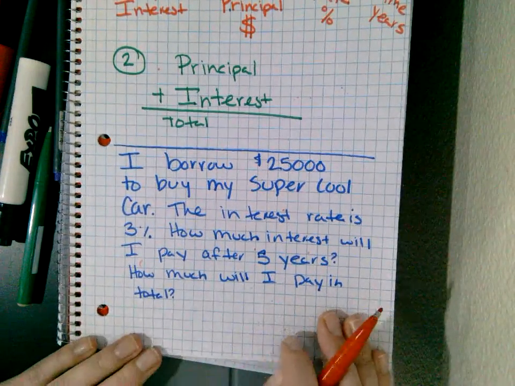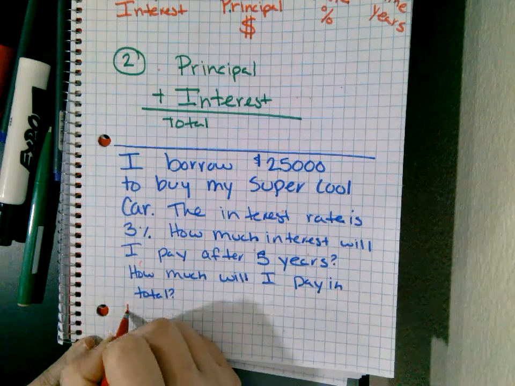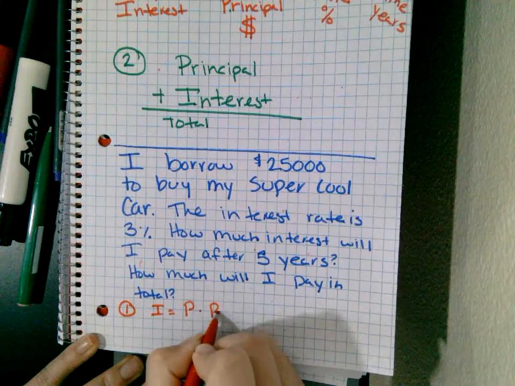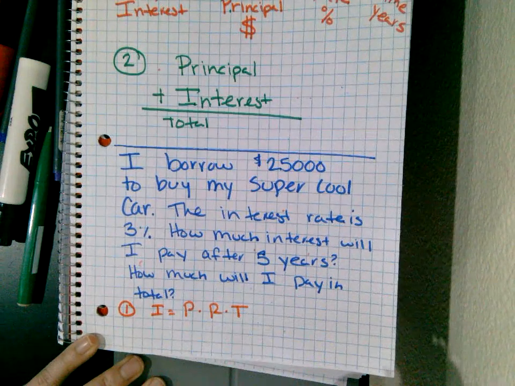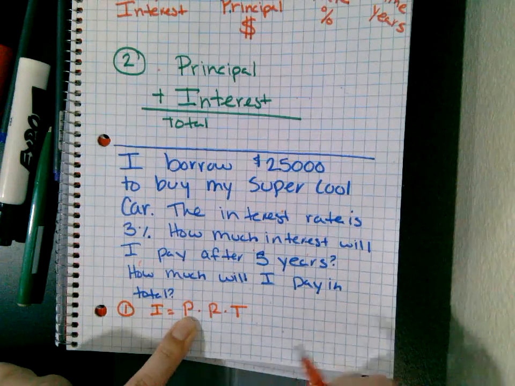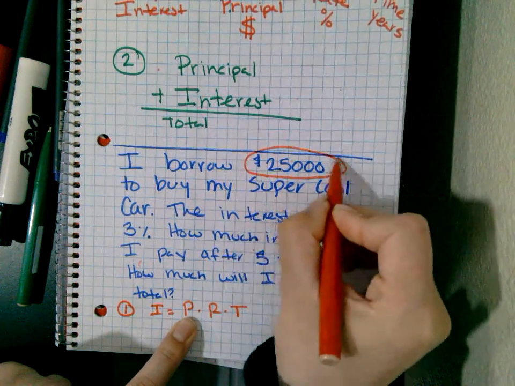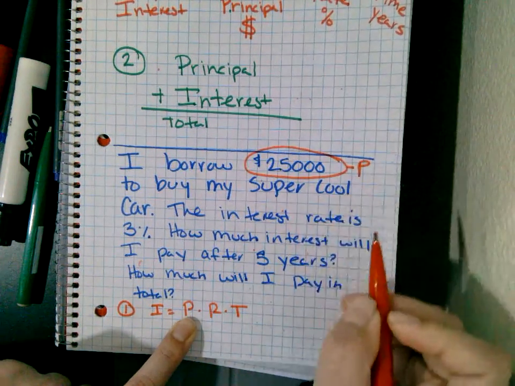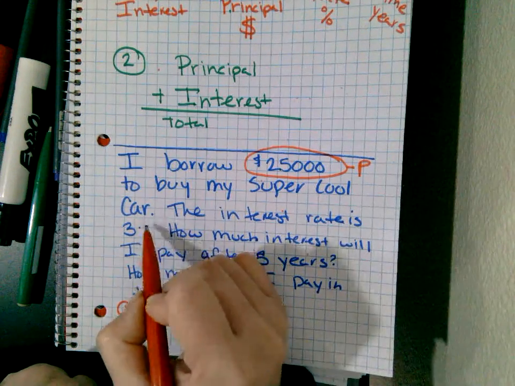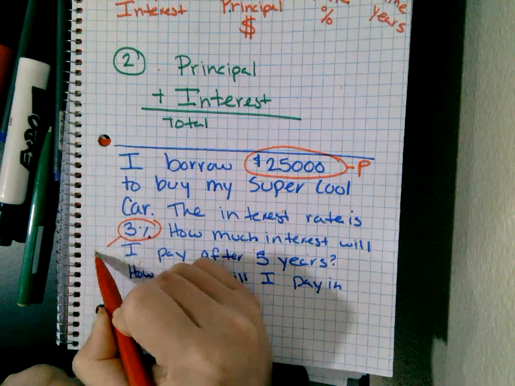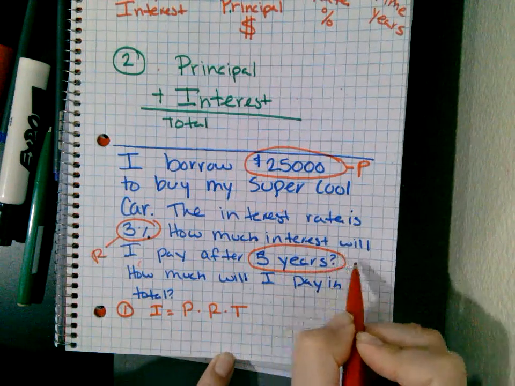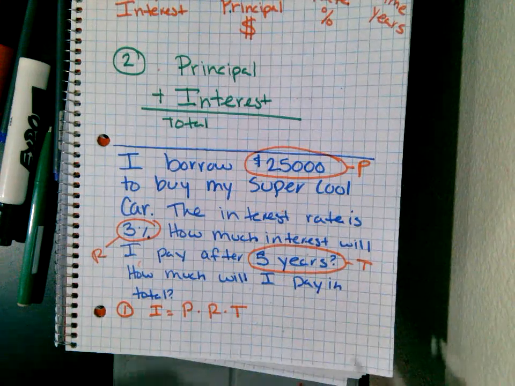So, all right, step number 1. You're going to find interest equals PRT. So in your word problem, you got to find the principal, which is the money, 25,000. Then we're going to find the rate, which is our percent, 3%. And then our time in years. Okay? So we're going to write that down.